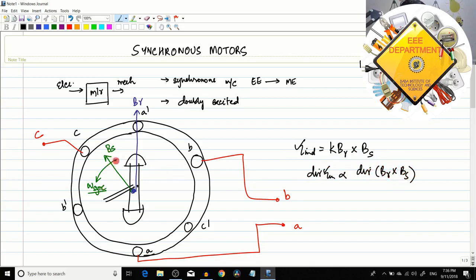Now look at this here. This BS is at this point here. So what will be the direction of the torque induced? The torque induced will be in this direction, right? BR crossed with BS is a counterclockwise direction. So this will be the direction of torque induced.